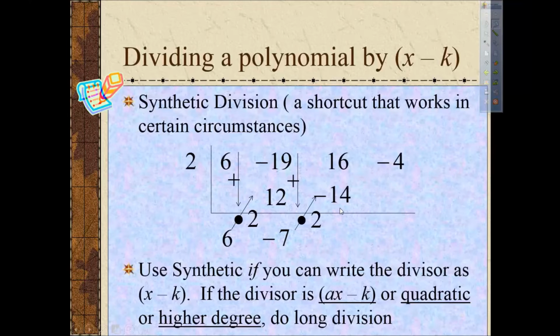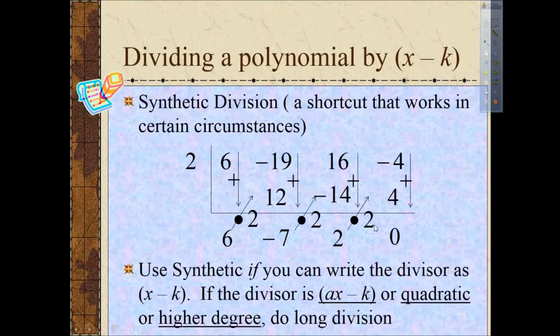Add when I go down. 16 plus negative 14 is 2. To go diagonal, I multiply. 2 times the 2 up here gives us a 4. When I go down, I add. Negative 4 plus 4 equals 0.